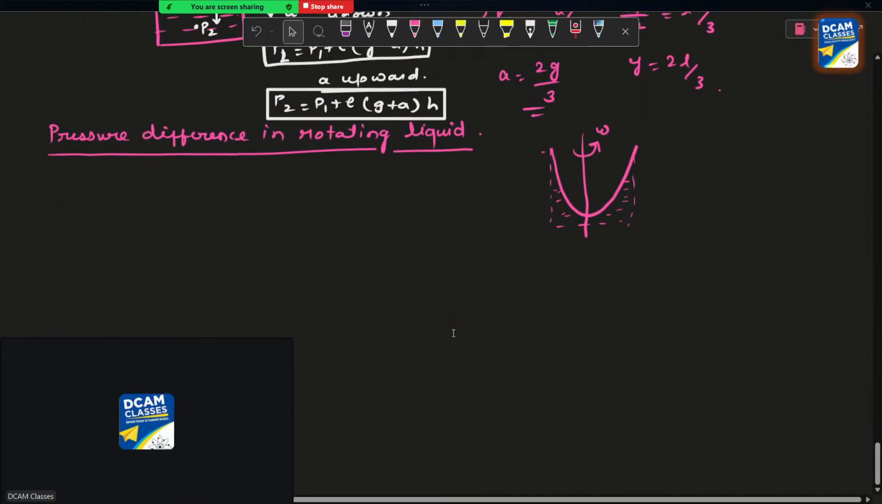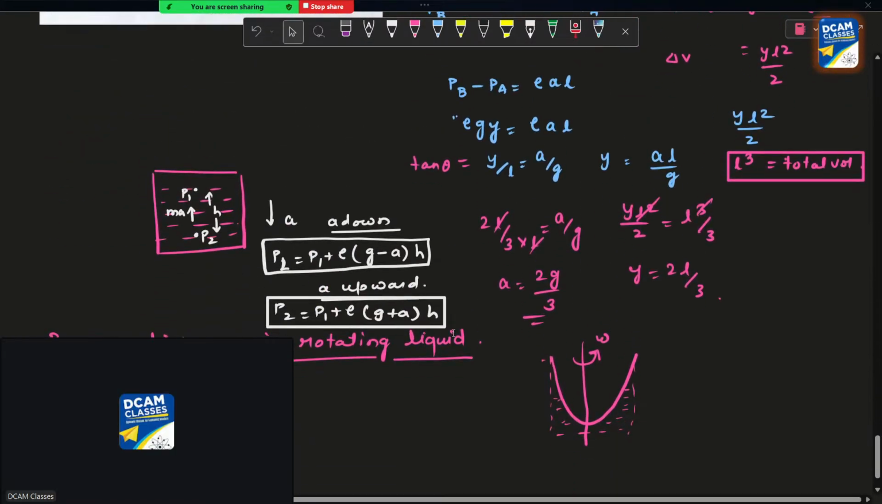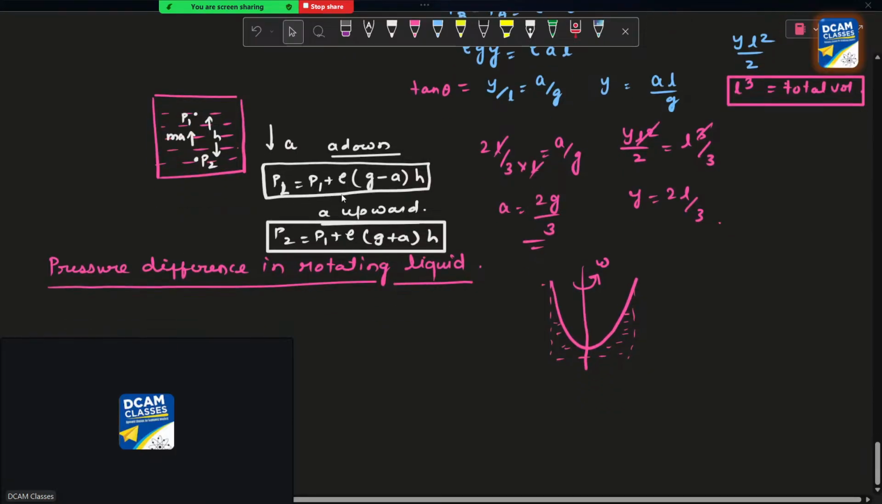In the last class, let me explain that concept in detail. Then we'll start pressure difference in rotating liquid.